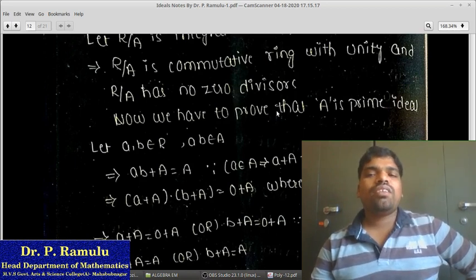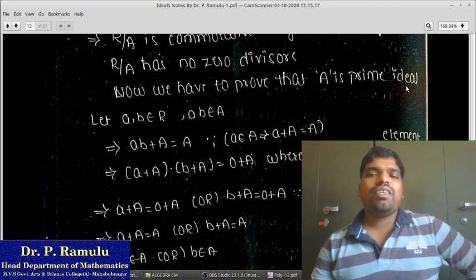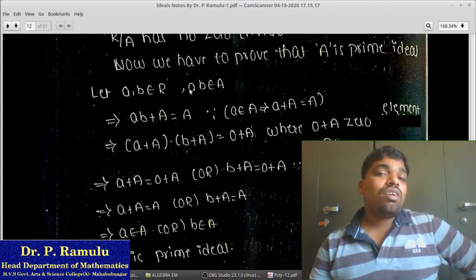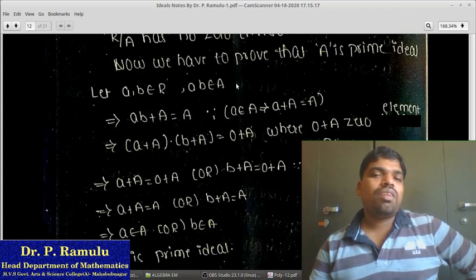Now we have to prove that A is a prime ideal. Let a, b belong to R, ab belongs to A. If I take that, I want to show that either a belongs to A or b belongs to A. I want to show this.